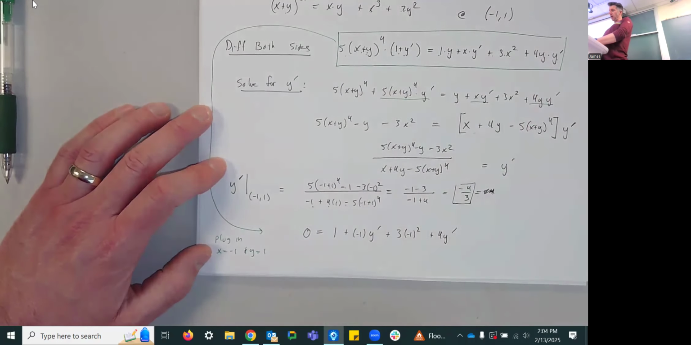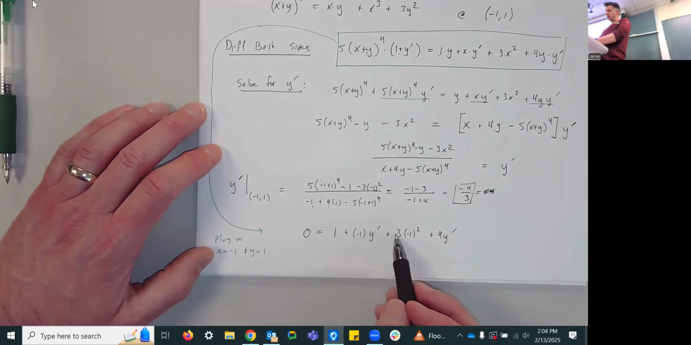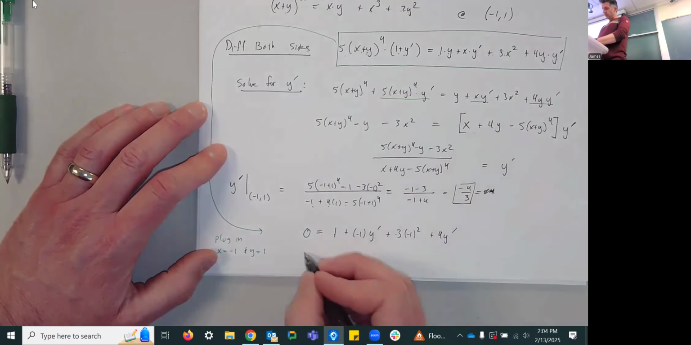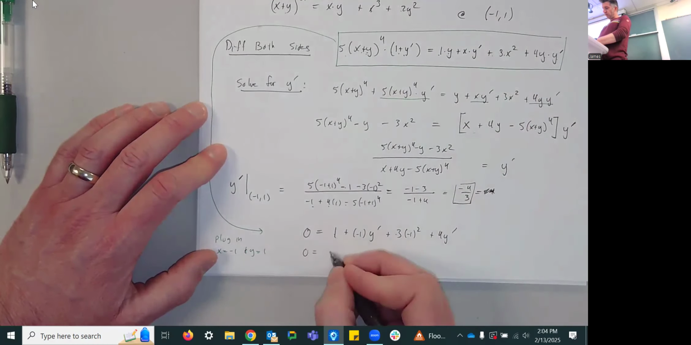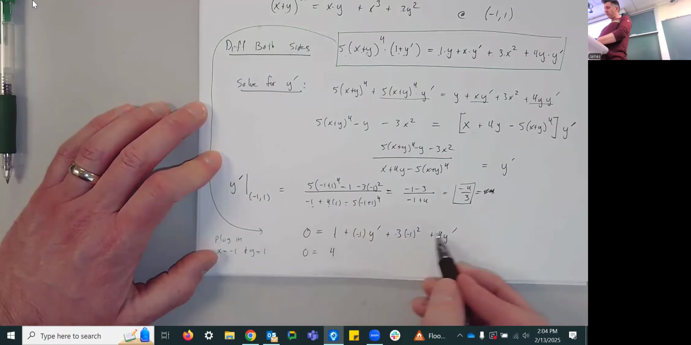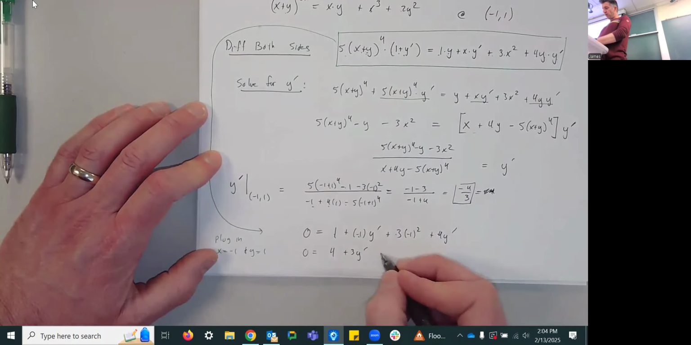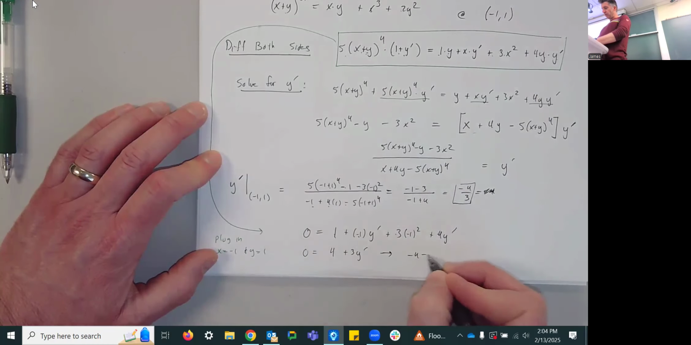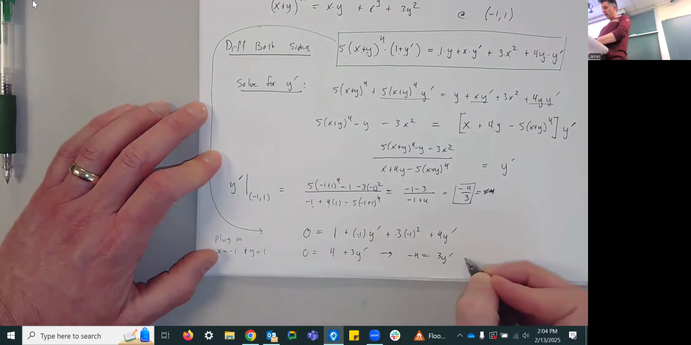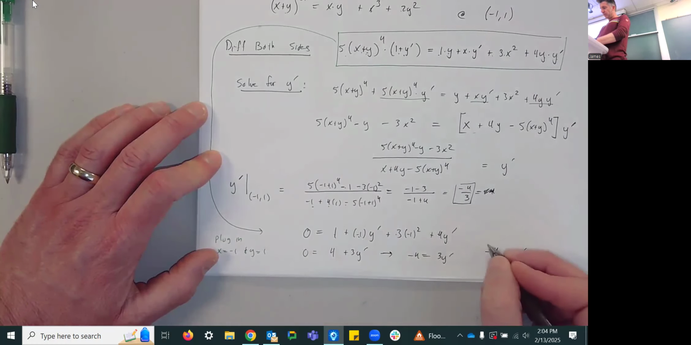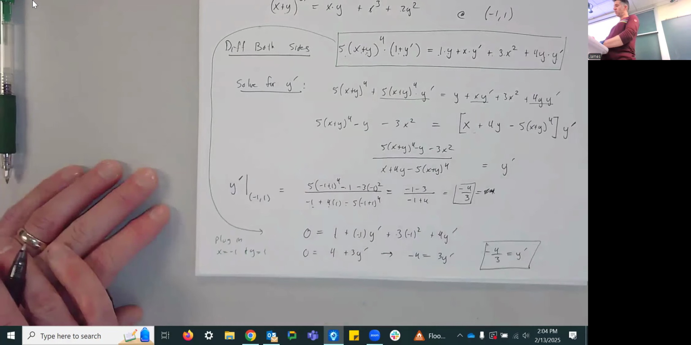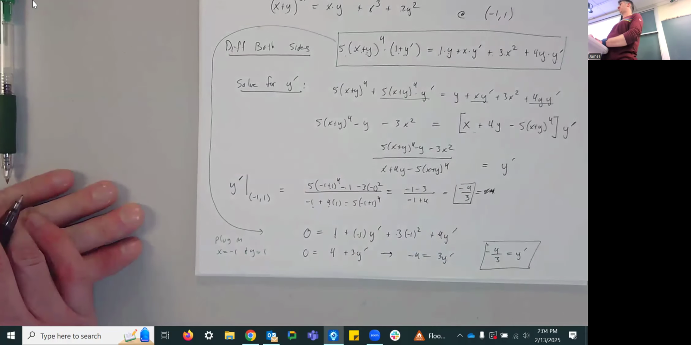So let's see, I've got a 1 plus 3. So I've got 0 equal to 1 plus 3, which is 4. And -y prime plus 4y prime is plus 3y prime. And then subtracting 4, I get -4 equal to 3y prime. I get y prime equal to -4/3. The same exact answer. Which one seemed easier? I have to say the second one, right?